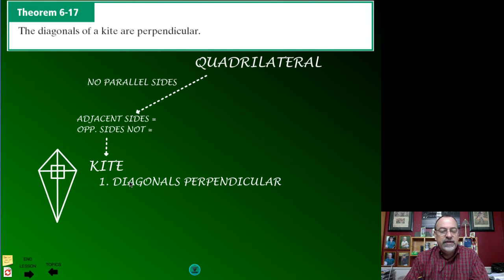So all of that information is what we have learned in these first 5 lessons of Chapter 6. And again, knowing those different characteristics, looking at a diagram, and then from those relationships being able to write equations is what we want to be able to do.